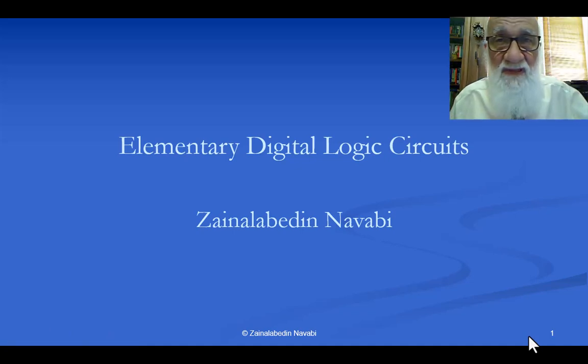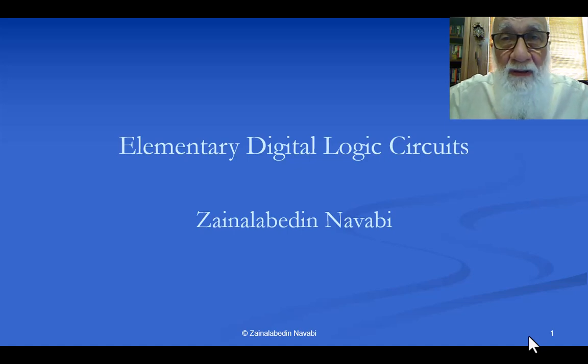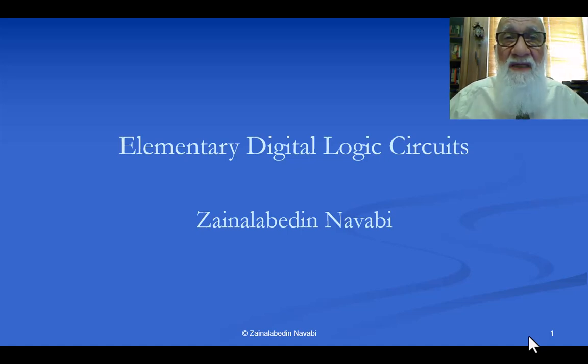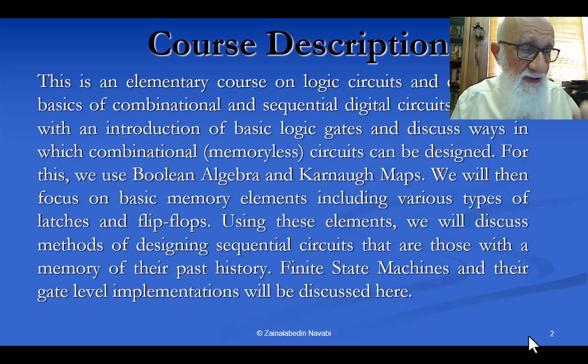Hello, this is Professor Navabi, and we are doing a very elementary course on digital logic circuits. A follow up of this course would be on describing elementary digital circuits in Verilog. In this course, though, we will only cover the very basics. We talk about gates, we talk about memory elements, and we talk about putting a few gates together and memory elements together to build very simple circuits.